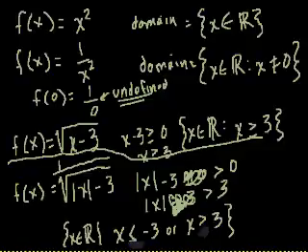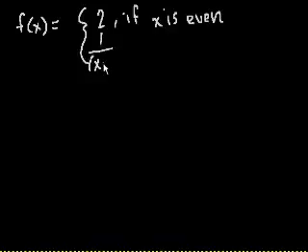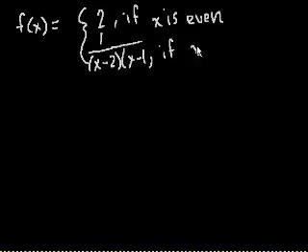Let me erase this. Okay. Now let's say that f of x is equal to 2 if x is even, and 1 over x minus 2 times x minus 1 if x is odd. So what's the domain here?